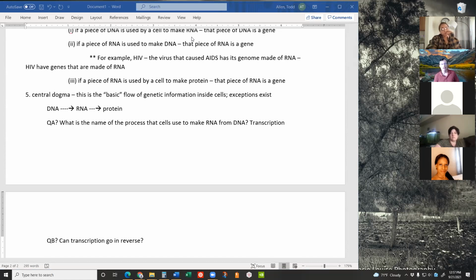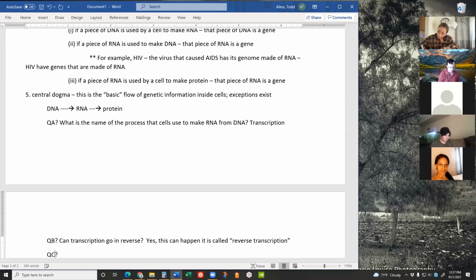Okay, hey, good job. The answer is yes. Transcription can go in reverse. In fact, when that happens, it is called reverse transcription. So yes, this can happen. It is called reverse transcription.